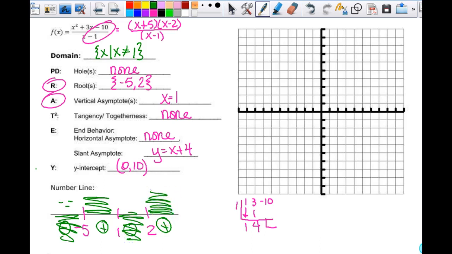All right, so then I'm going to graph everything I can over here. I have zeros at -5 and at 2. A vertical asymptote at x equals 1.